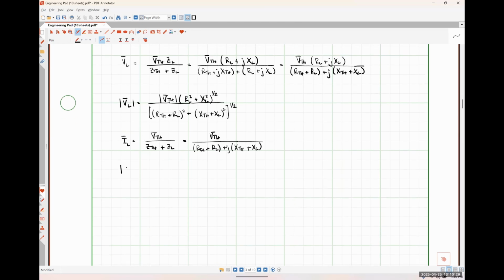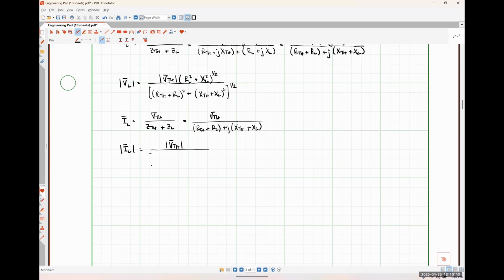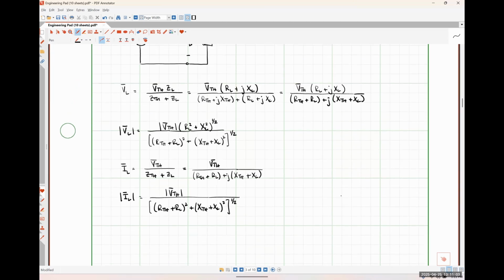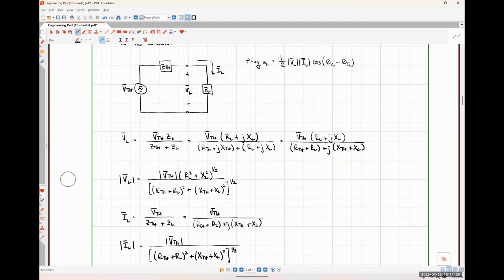And from here, the magnitude of my current is then just going to be the magnitude of my Thevenin voltage phasor over that exact same denominator that we saw for our voltage. So here we'd have RTH plus RL quantity squared plus XTH plus XL quantity squared, that whole thing to the 1/2 power.